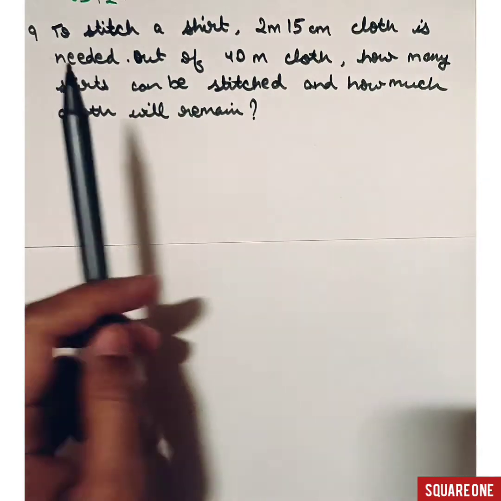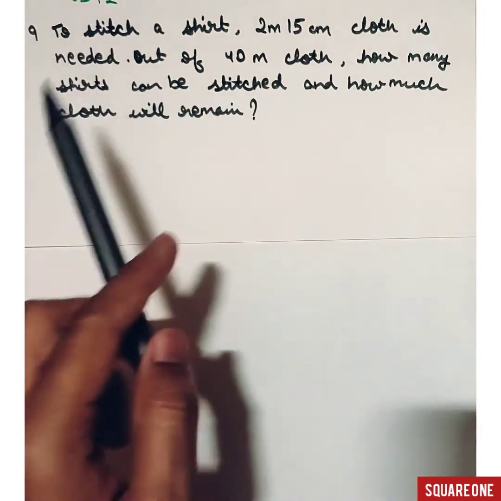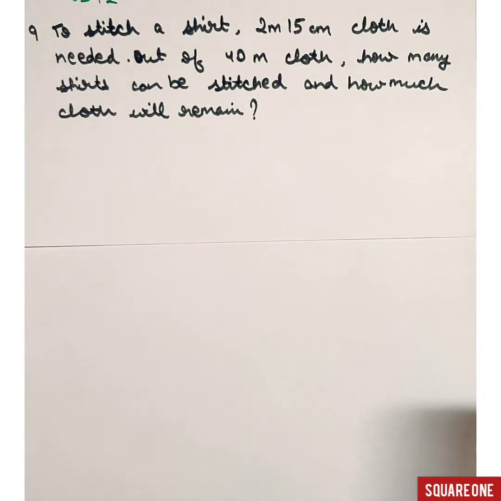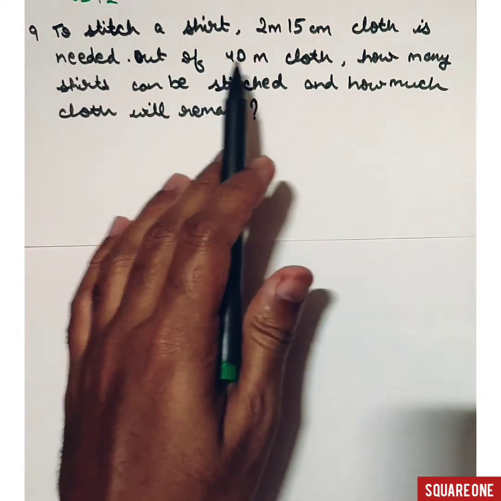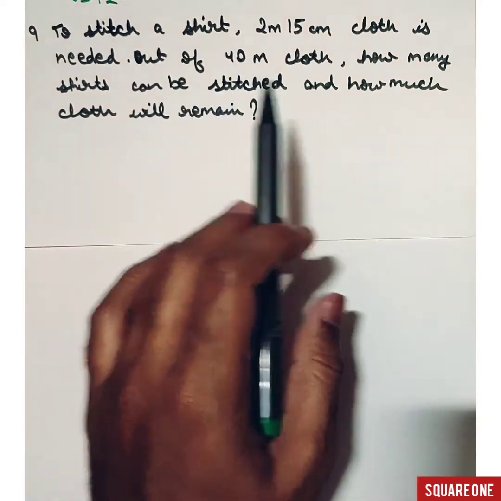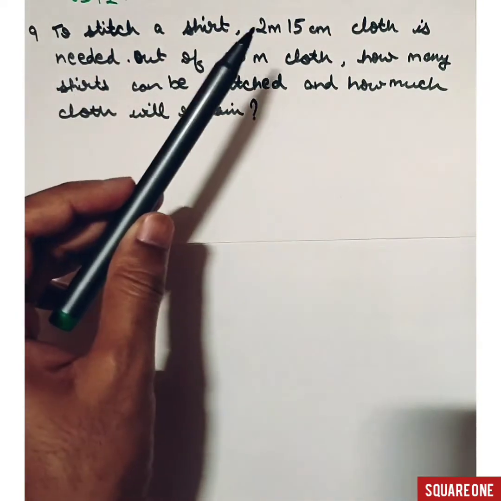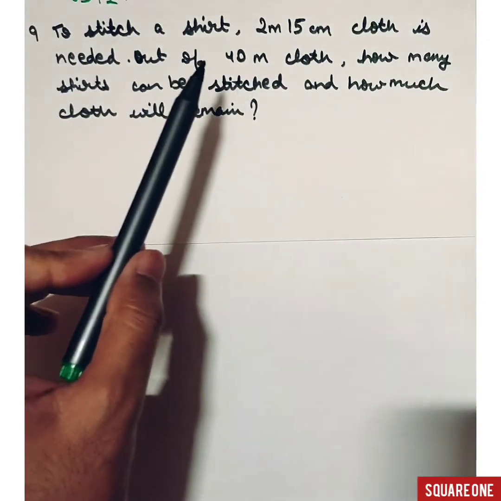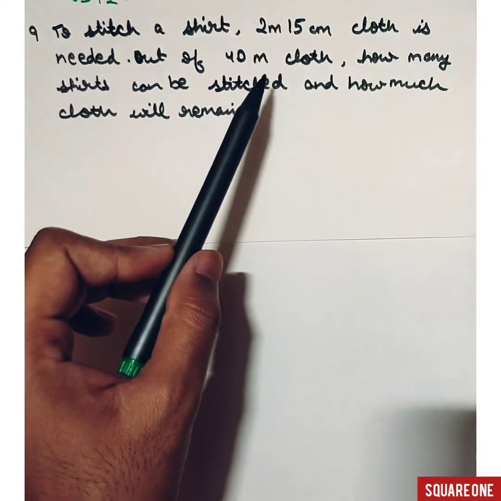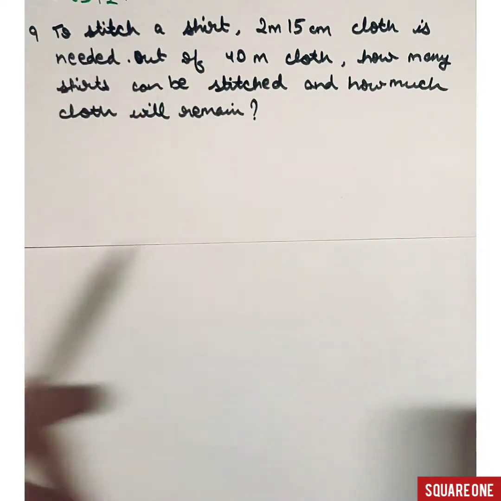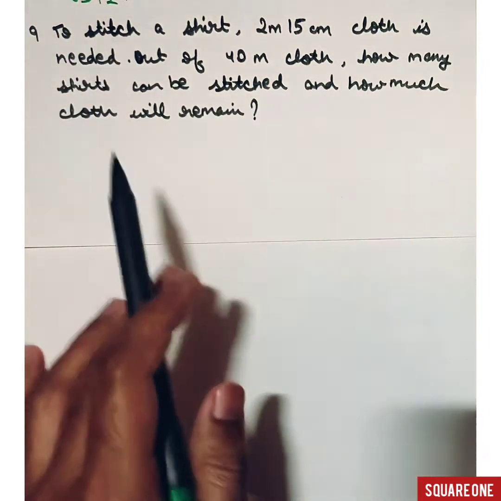The next question says, to stitch a shirt 2 meters 15 centimeters of cloth is needed. Out of 40 meters of cloth, how many shirts can be stitched and how much cloth will remain? Now we have been given a bundle of cloth of 40 meter length. 2 meters 15 centimeters is used to stitch one shirt. Now we have to find out how many shirts of 2 meters 15 centimeters can be stitched in 40 meters. We have to divide them. The quotient will be our answer, and for how much cloth will remain, we will find the difference.